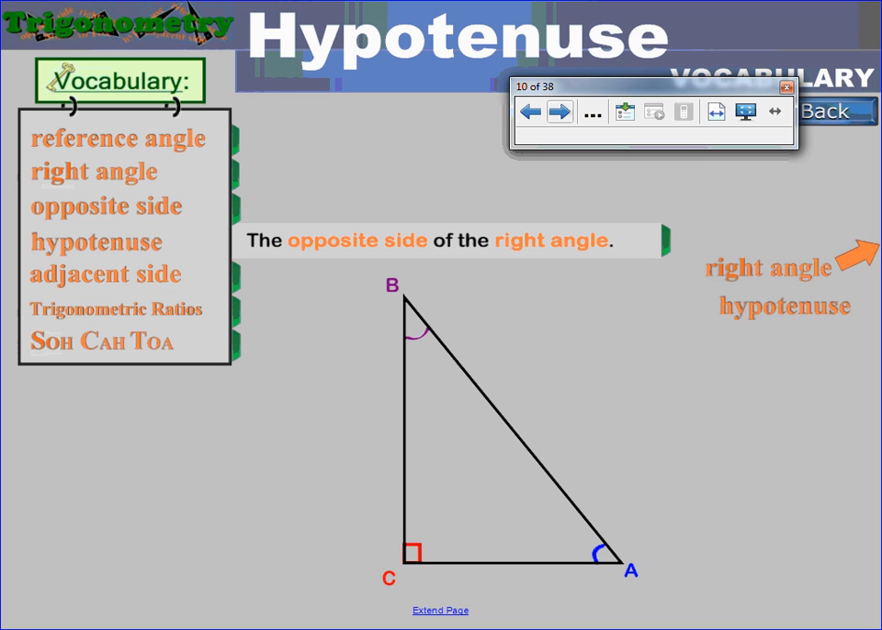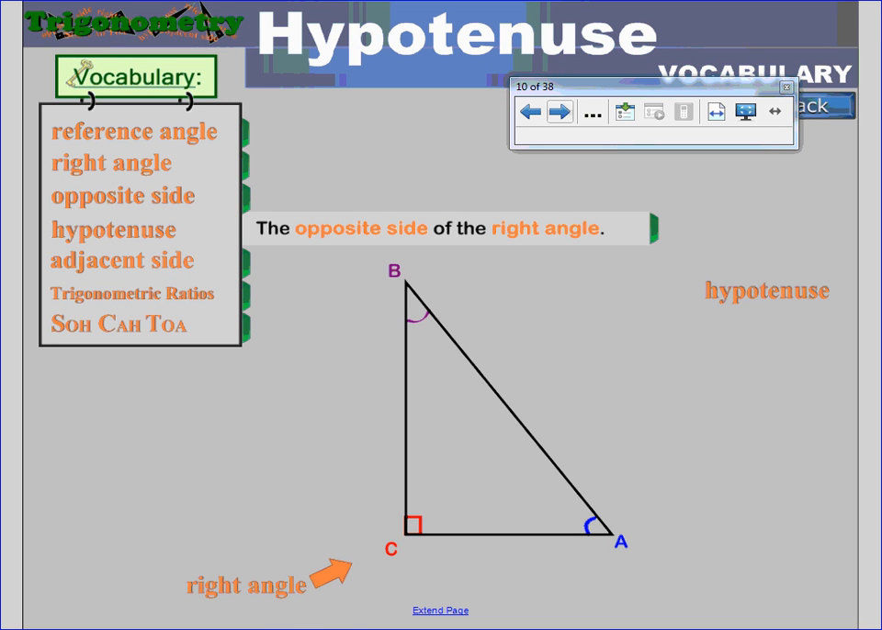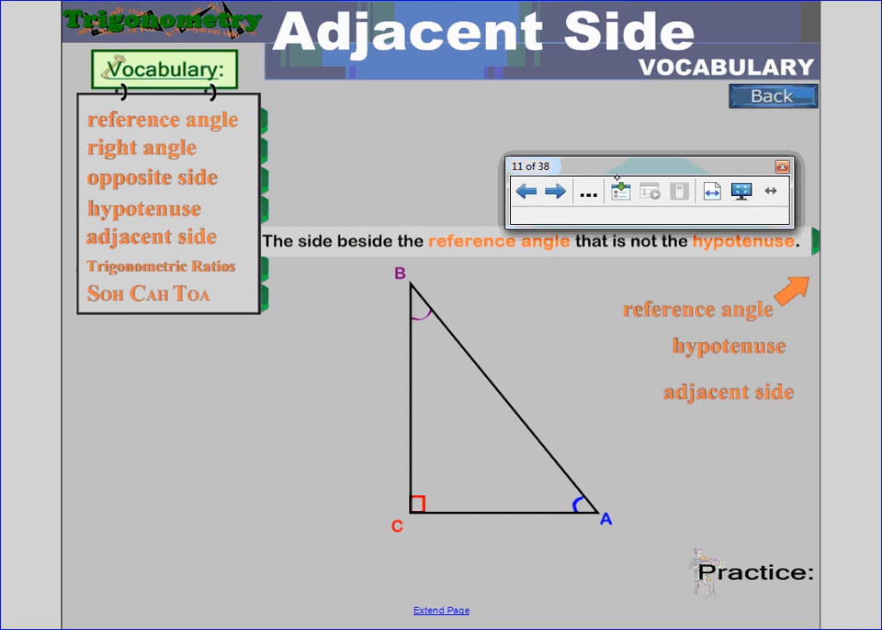Awesome. So my right angle is always opposite the hypotenuse, and so we don't have a choice for the placement of the hypotenuse. It's always the longest side in the right triangle. It's always opposite the right angle, and you guys know that.